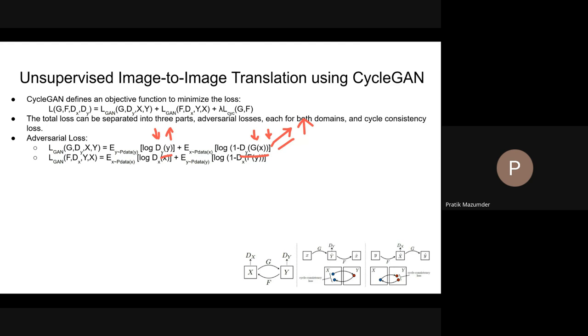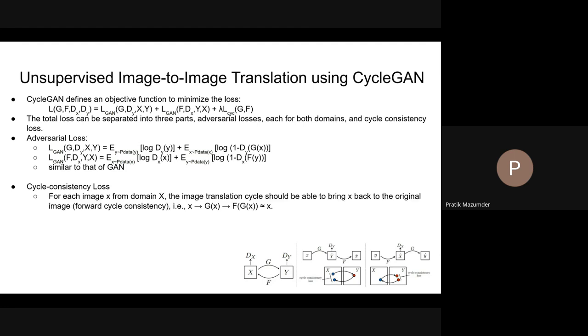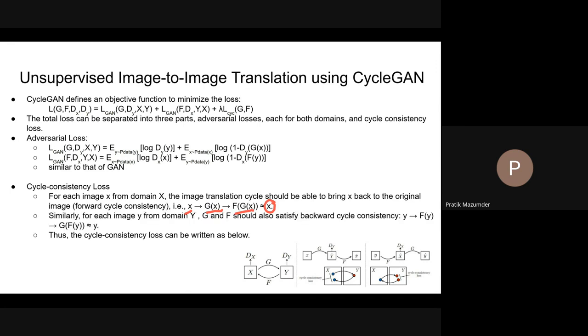Similarly, you have a similar loss for the other domain as well. So you have from X to Y, now you're from Y to X. Okay. And this, at least up to this portion, it's similar to that of a GAN. And then you have your cycle consistency loss, which is you take an image, you map it to the other domain, then you bring it back. And after you bring it back to the original domain, you should get back the original input.